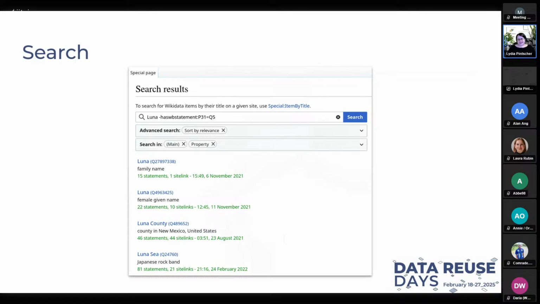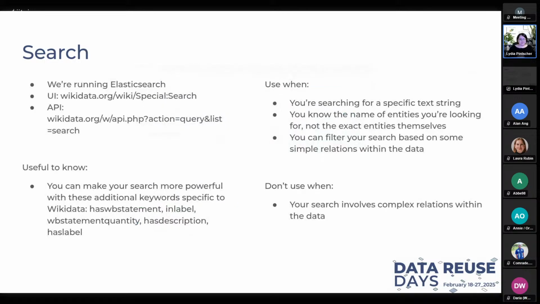That brings us to the next way to access Wikidata's data, which is search. So you can find it on Wikidata at Special:Search. And of course, there's also an API at wikidata.org/w/api.php?action=query&list=search. You want to use that if you have a text string and want to find the entity that matches. So if you have Douglas Adams and want to get to Q42, then this is your way to do that.